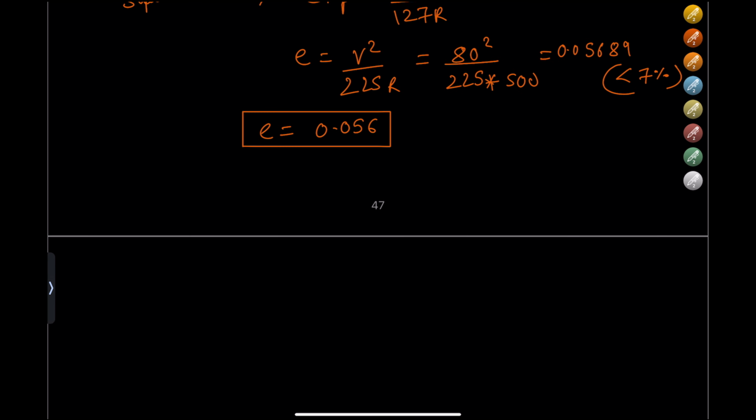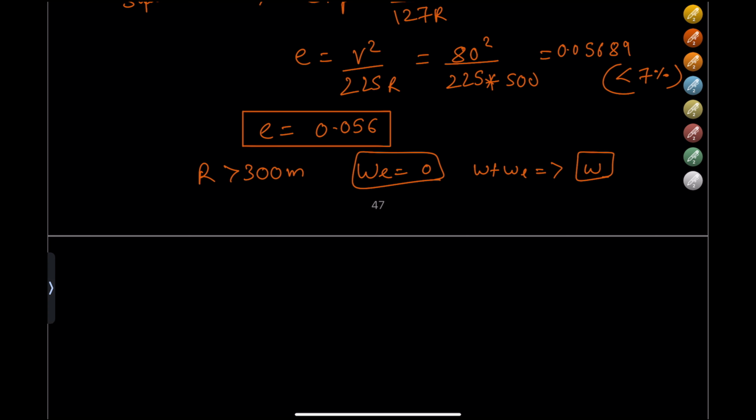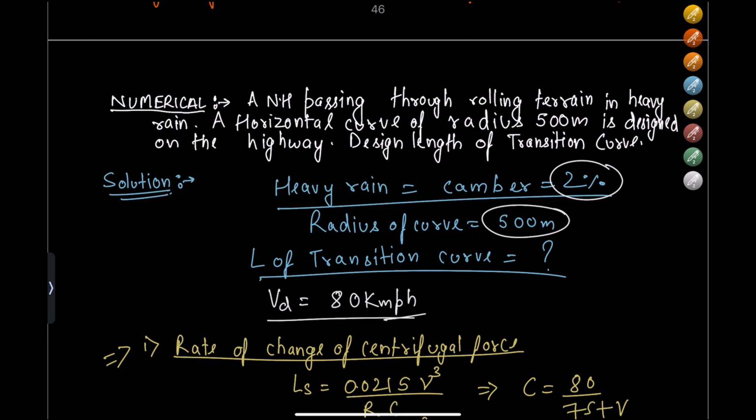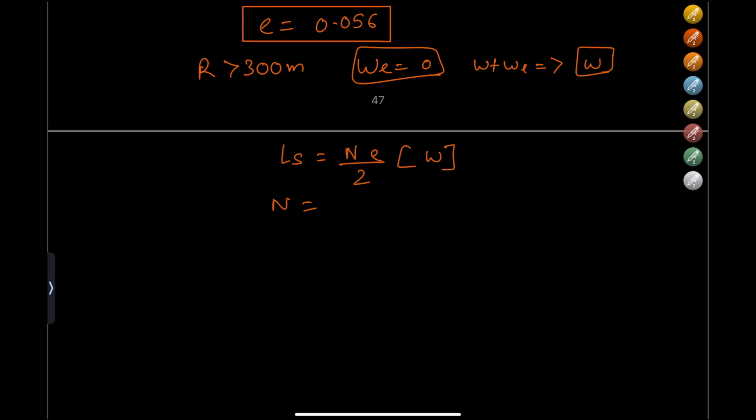For radius greater than 300 meters, the extra widening is equal to 0, and W plus W will be reduced to W only. So length of transition curve will be equal to NE upon 2W, where N is equal to 1 in 150. We'll assume, as given in the question, the terrain is rolling terrain, right? So for rolling terrain, N is equal to 1 in 150, right?